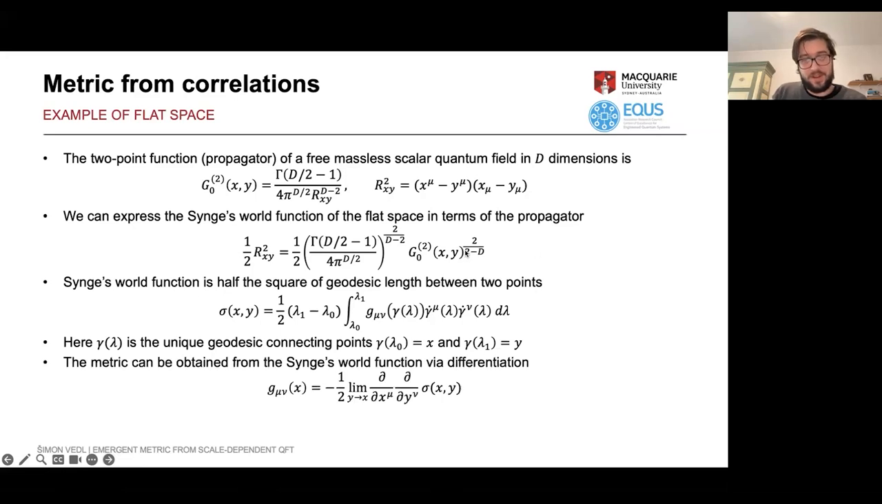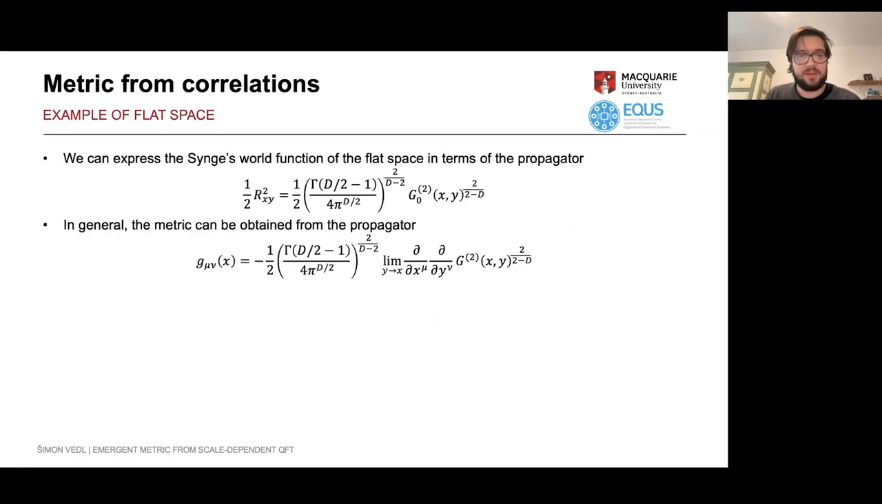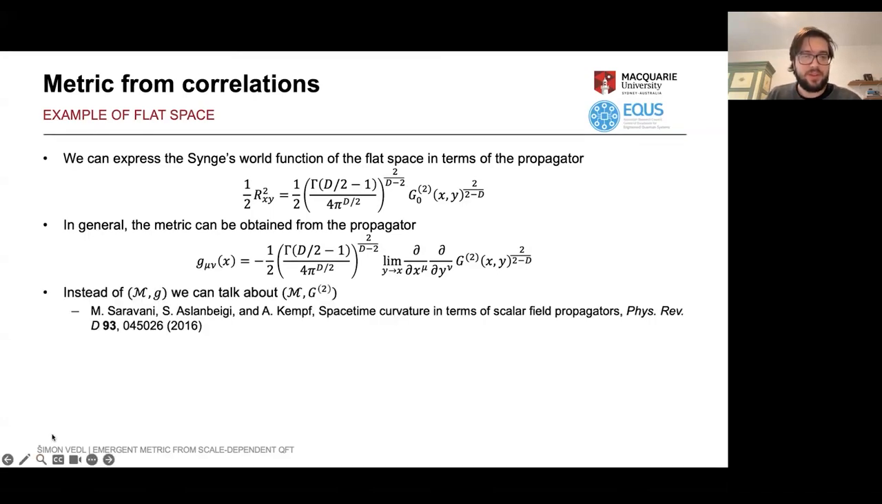And the trick is that if you differentiate the world function with respect to its endpoints and then bring them together, you get the metric in general. So given your correlation function, you can obtain from that the metric of the underlying manifold, right? This is a fairly old idea at this point. It was popularized by Achim Kempf: instead of manifolds and metrics, we actually don't need the metric. It's sufficient to talk about manifolds and propagators.